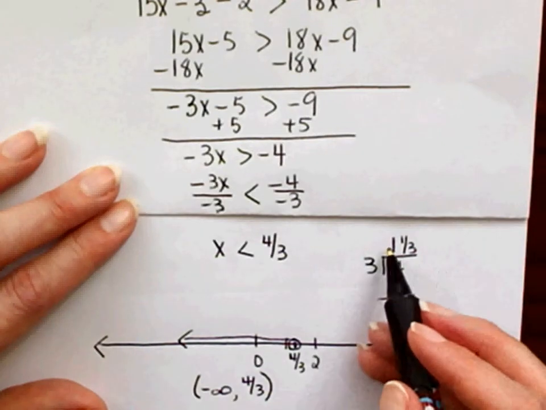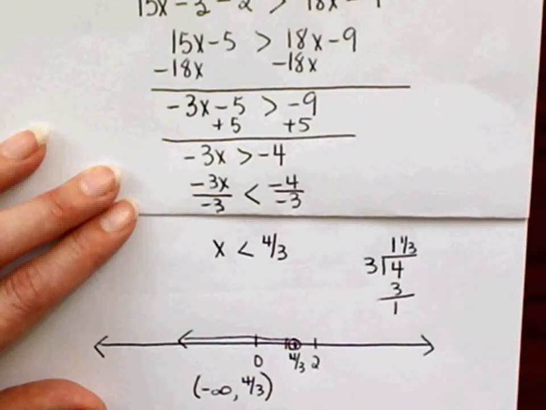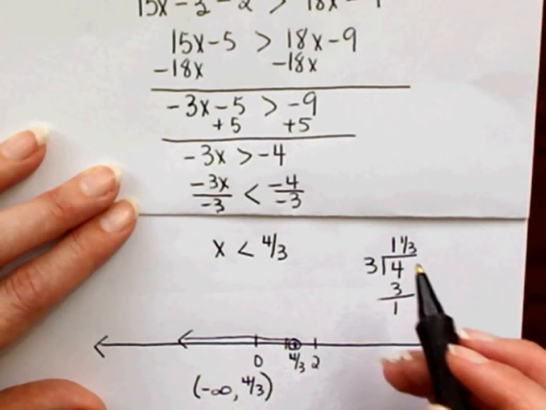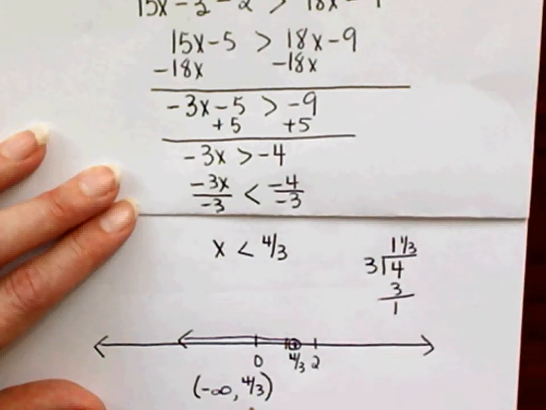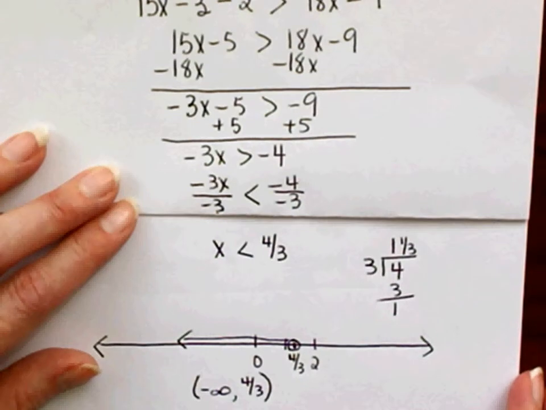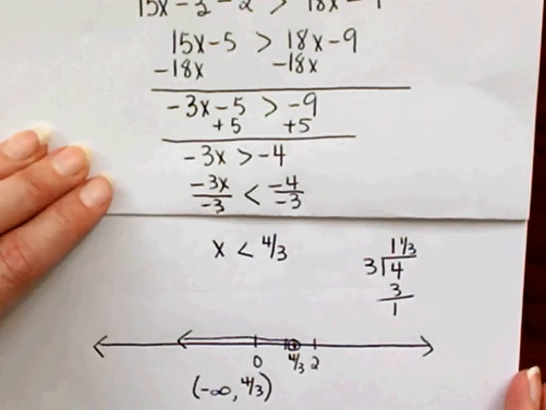You never use a mixed number with interval notation. It's just not proper notation. So once again, you never, ever use a mixed number in reference to interval notation. Alright, let me give you a second to look at that, and we're going to move on to 8.